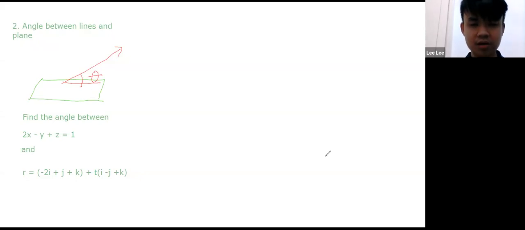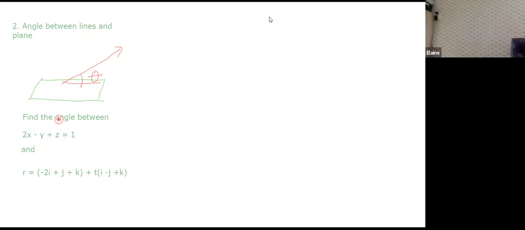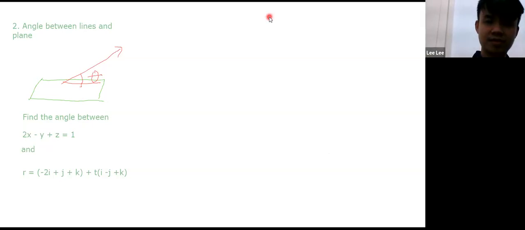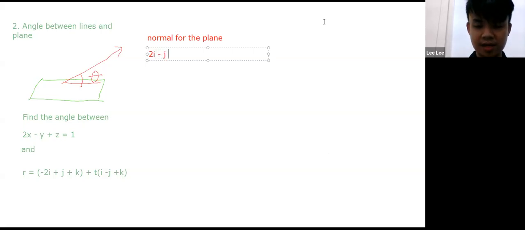Any of you want to ask questions so far? Now let's talk about the plane equation first. What is the normal, if I ask you? What is the normal for the plane? The normal for the plane is given by 2i minus j plus k. That is the normal for the plane.